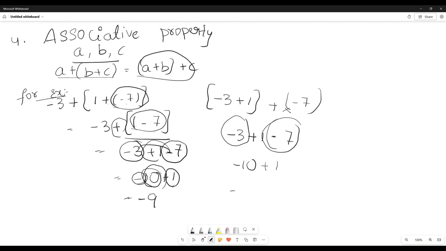Here also 10 is the bigger number. For 10, what sign is there? Negative. Let's put the negative sign. From 10, you have to remove the 1. The remaining will be 9. So it satisfies both equations. Then this example is an associative property.